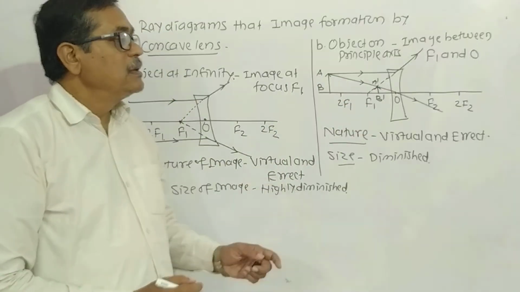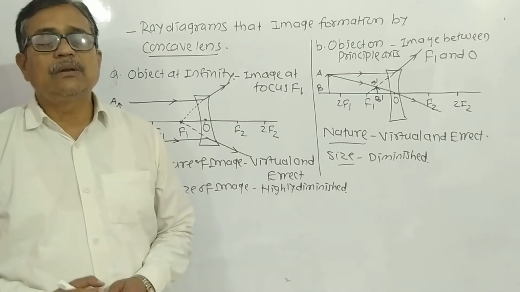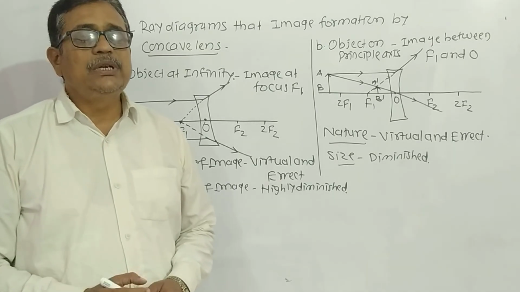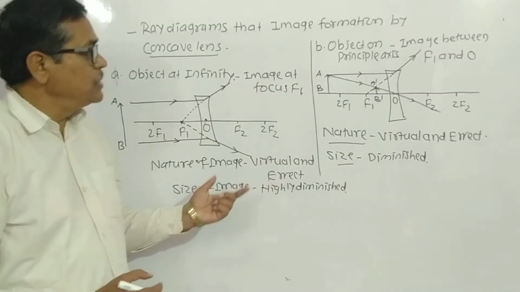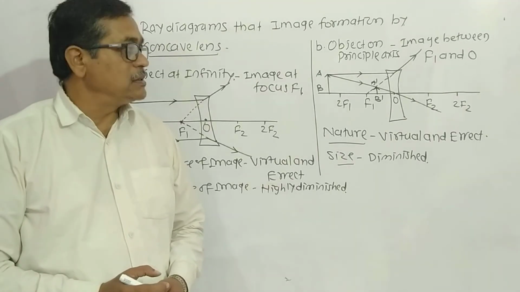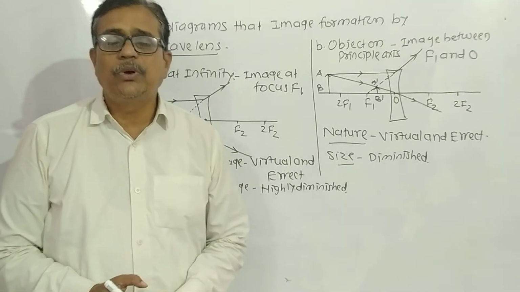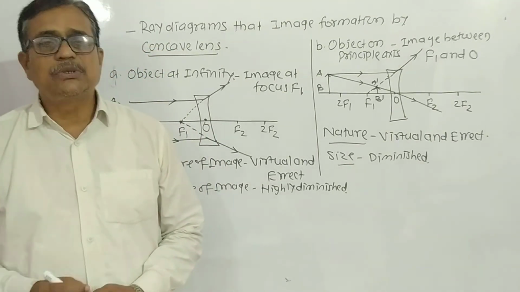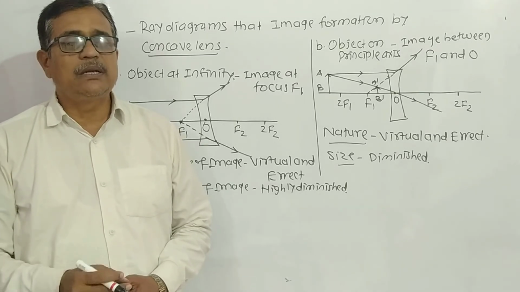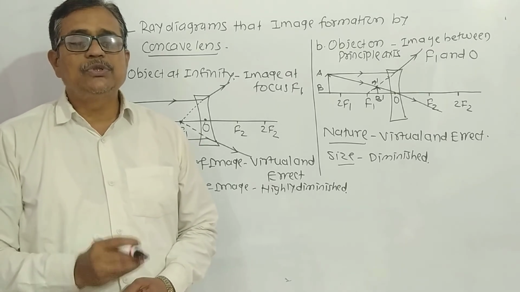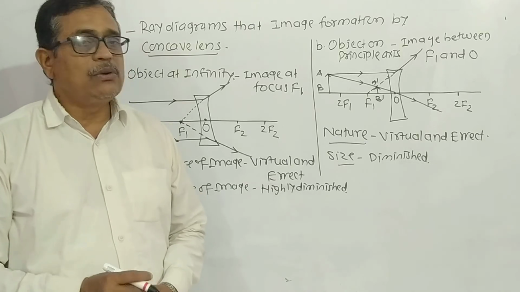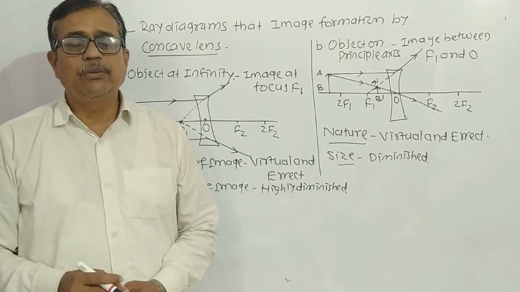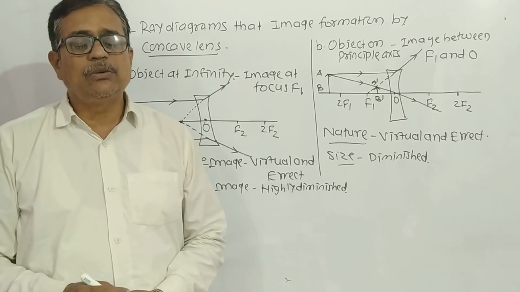Means in this way, dear student, these two diagrams are very important here. By using the rules, we can draw the two diagrams by using the concave lens, and these diagrams are very important for you, because in your CBSE final examination question paper, you are given a position of object, and then you can draw the diagram to indicate position of image, nature of image, and size of image.